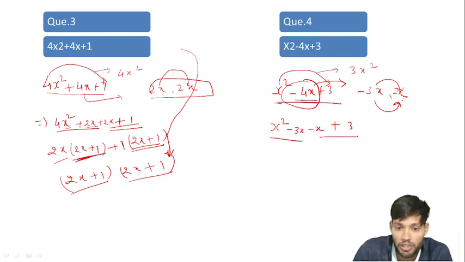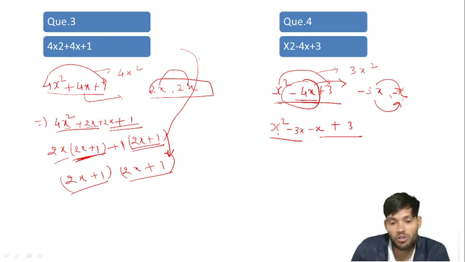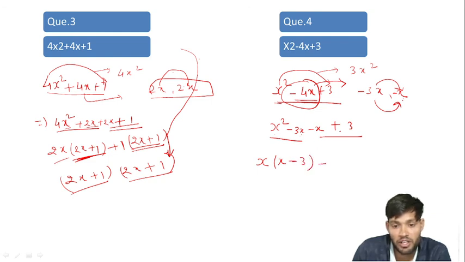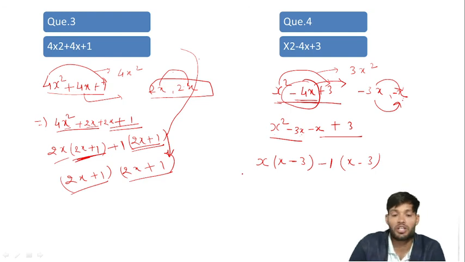Here we have to pair both the numbers. Now what can we take as common? We can take x here, x will remain, and minus 3 will remain. And here we can take minus 1 as common, there will be x and there will be minus 3.